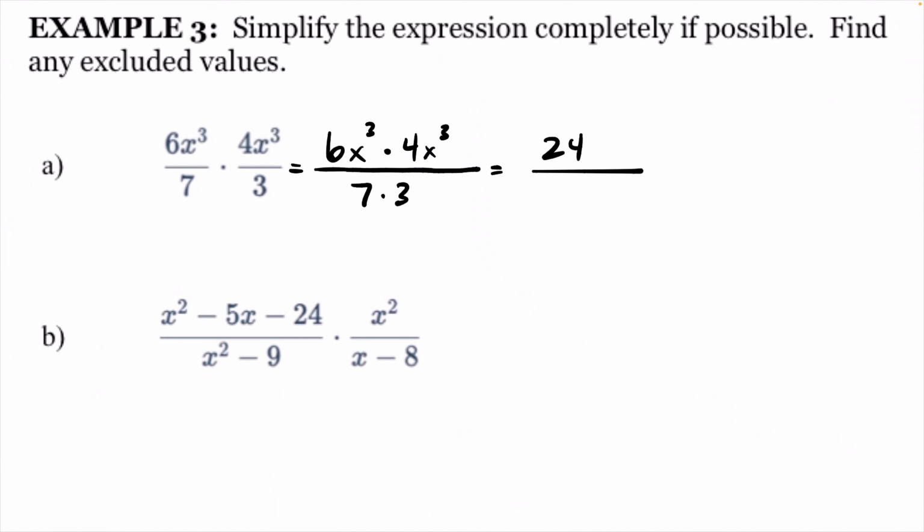Okay, so we have x to the third times x to the third. Okay, so x to the 6. And on bottom, 21, or 7 times 3 is 21.